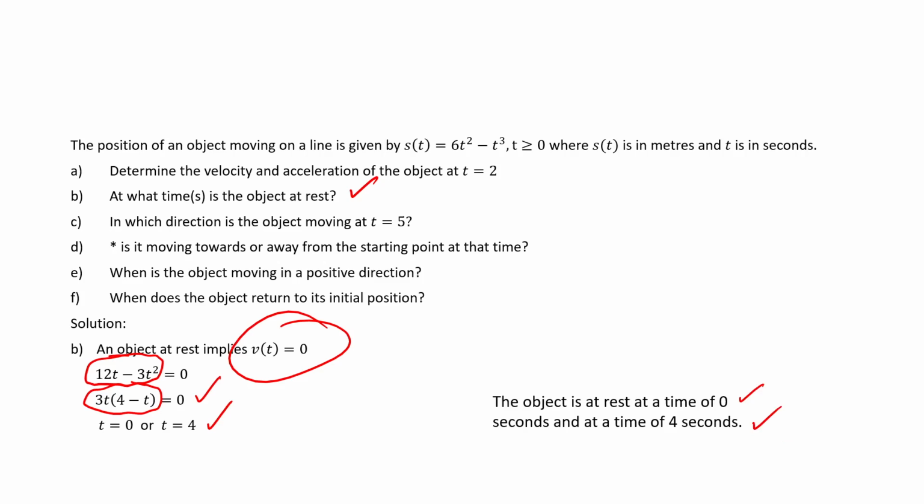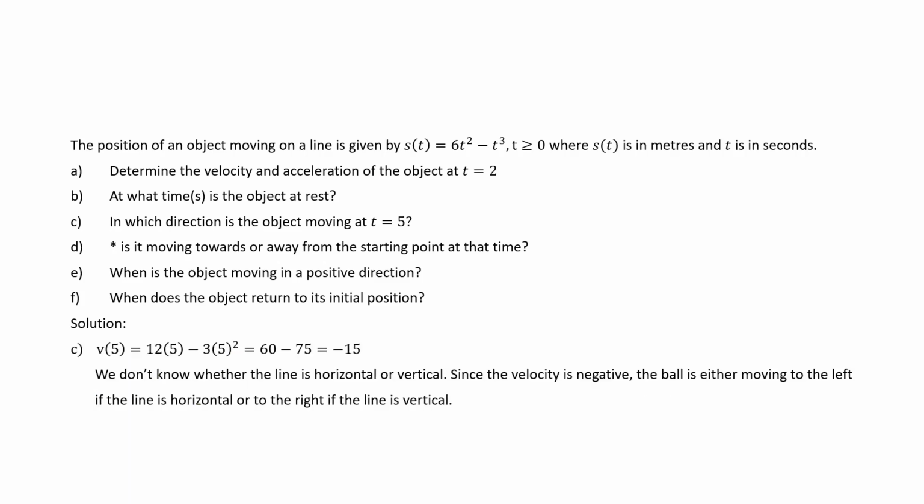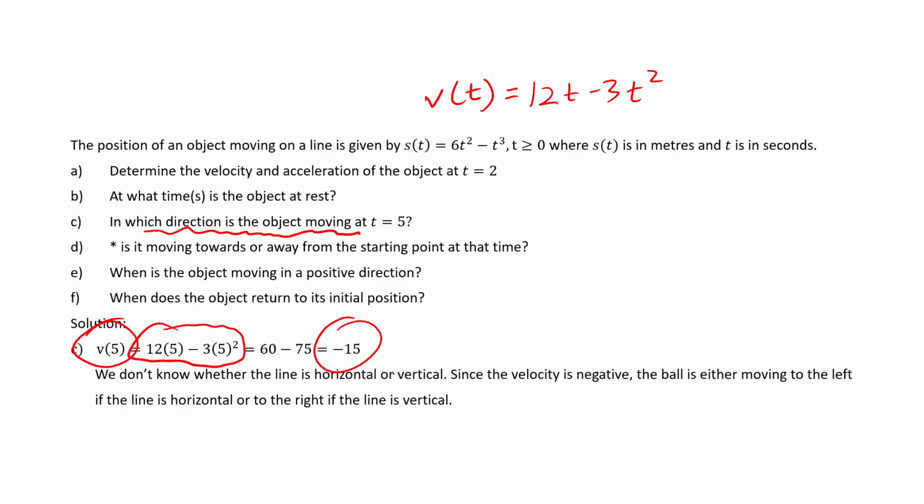To answer part C, we want to indicate what direction the object is moving at t equal 5. Well, what we're going to do to determine direction of movement is to determine if the velocity is positive or negative. So again, we have our velocity expression from the previous slides. We know that velocity is equal to 12t minus 3t squared. And so we're just going to let t equal 5 and evaluate that. When we do that, we get a velocity of negative 15.